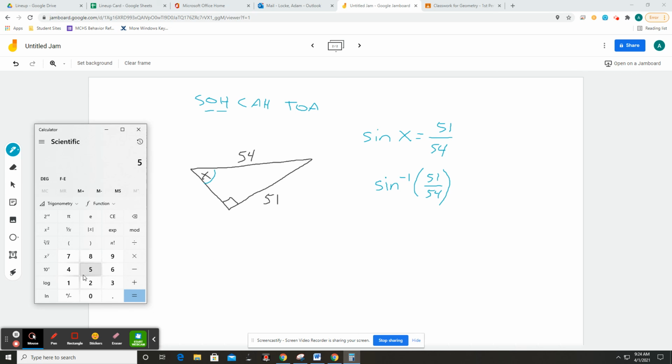So in my calculator, I'm going to do 51 divided by 54 and find out what that number is. It's 0.94 is the ratio I'm looking for. And then if I go to my trig button, notice I've got sine, cosine, tangent, all these. I'm going to hit second, and now I get the -1 functions. So I'm looking for sine to the negative first power of 0.94 repeating. And that's going to tell me that angle is, I think in this assignment, I'm having you round to a whole number. So x is going to be 71 degrees.